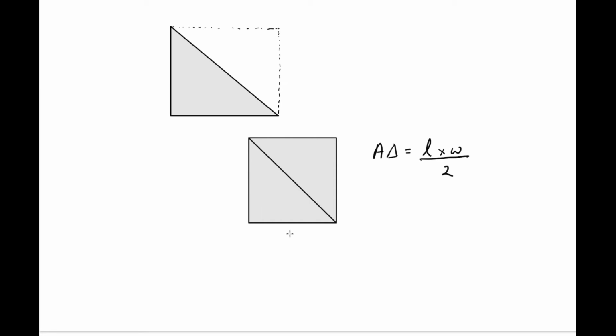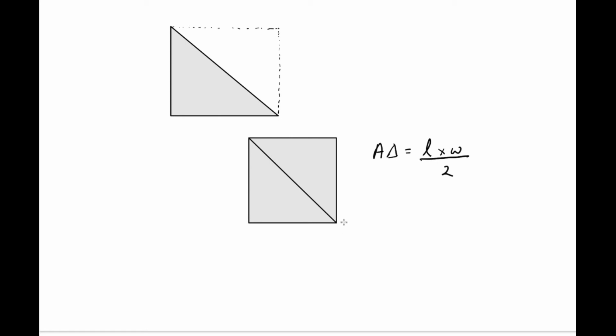Half of the length and the width is the area of the triangle, because a triangle is half of the length and the width of this rectangle, because we cut it directly in half from diagonal to diagonal, or from opposite corners. So let's try that out.